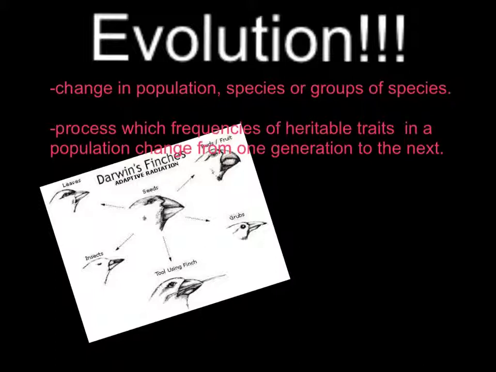environment to stay alive. Because if you needed to get seeds, but you have the smaller beak, then it's going to be harder for you to live on and adapt, because you can't break them and you can't eat them, as well as the bird with the bigger beak.